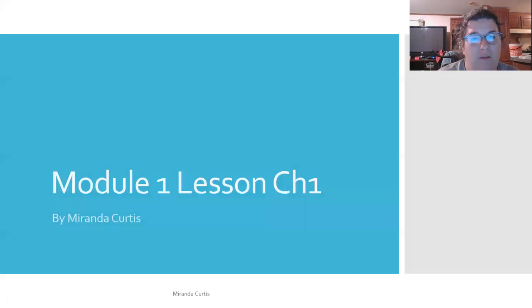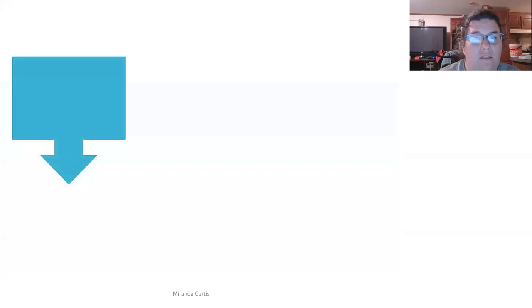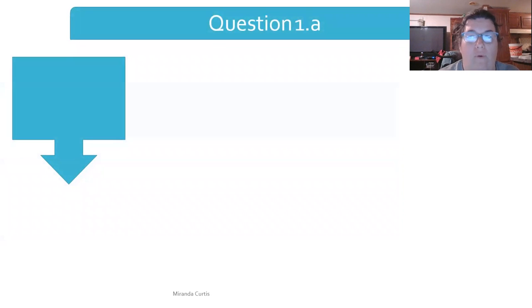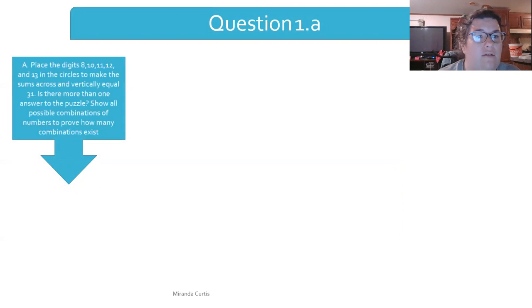Okay, so our first question, it's 1.A, because there's a couple. It says place digits 8, 10, 11, 12, and 13 in the circles to make the sum across the vertical equal 31. Is there more than one answer to the puzzle? Show all possible combinations of numbers to prove how many combinations exist.